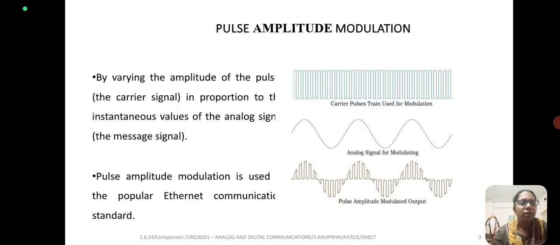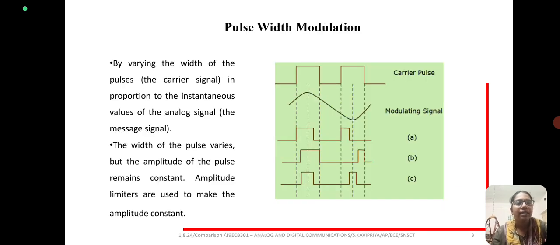So first, what is PAM? PAM is pulse amplitude modulation. It's a process of varying the amplitude of pulses in proportion to the instantaneous value of the message signal. Pulse amplitude modulation is used in the first popular Ethernet communication standard. In the diagram, the first is a carrier signal, the second is a message signal, and the third is a pulse amplitude modulated signal. And next is pulse width.